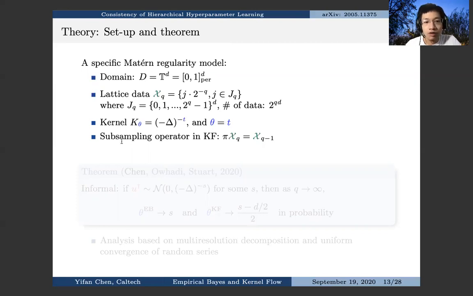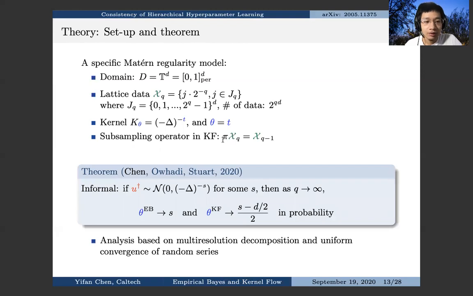Also, to define the KF loss function, we need a subsampling operator, pi. Here we choose the pi that maps X_q, the q level lattice, to the q minus 1 level lattice. From a numerical analysis perspective, this is just a one-level grid coarsening. We go from one level of grid to another level of grid.